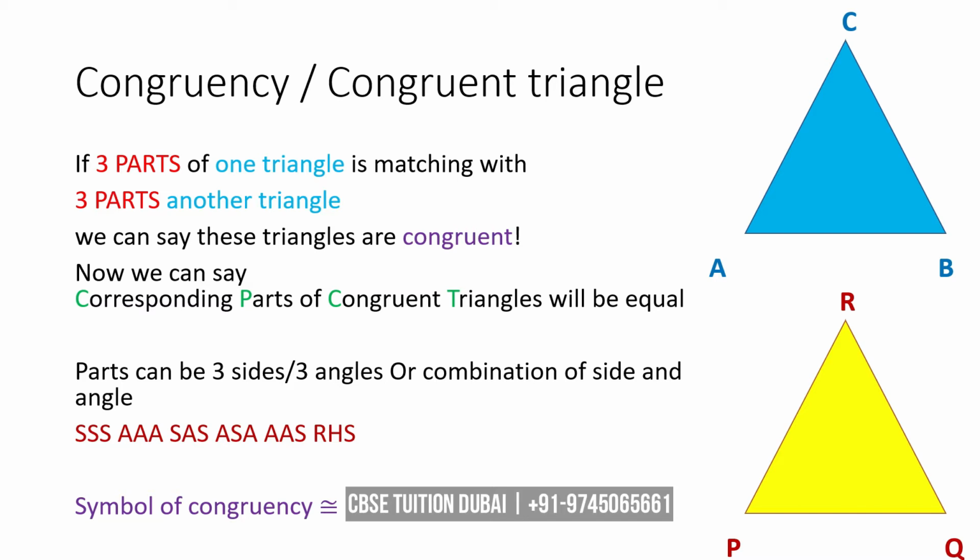The three parts can be the three sides, or three angles, or a combination of sides and angles. In such a manner, we have six criteria. One is SSS, next is AAA, next is SAS, next is ASA, next is AAS, and the last one is RHS. The symbol of congruency is what we have seen in the slide here. So let's check the very first one, SSS.